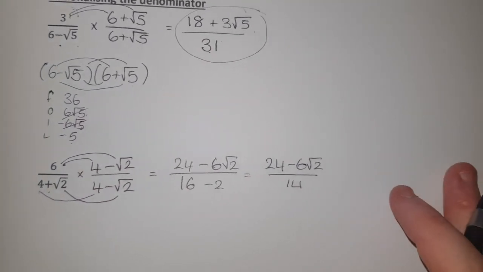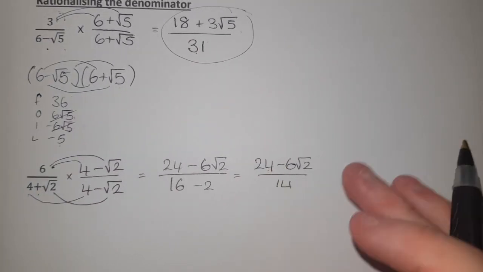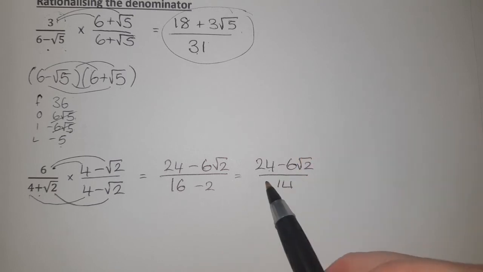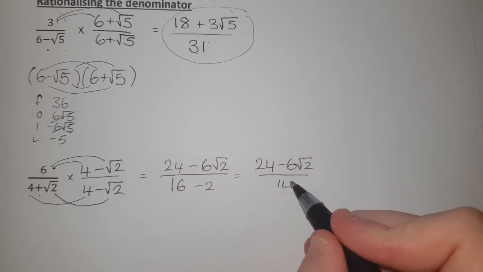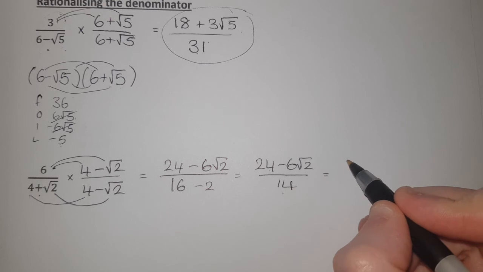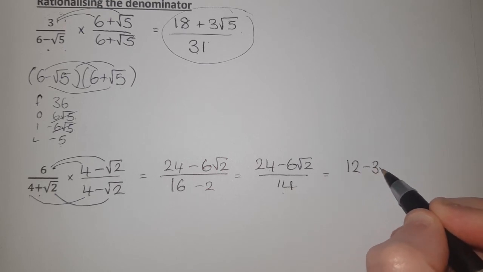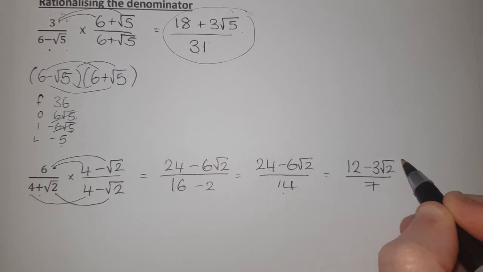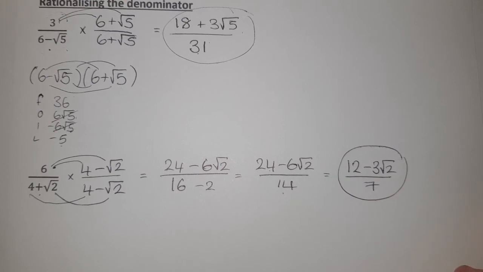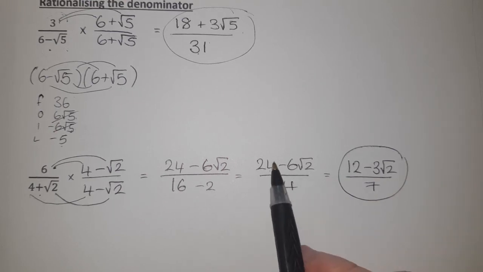Now, this is one where all 3 of those terms, not including what's inside the square root, divide by 2. So I can get 12 minus 3 root 2 over 7. And that is as simple as it's going to get. Okay, so just be careful, if it can be simplified, you simplify it afterwards.